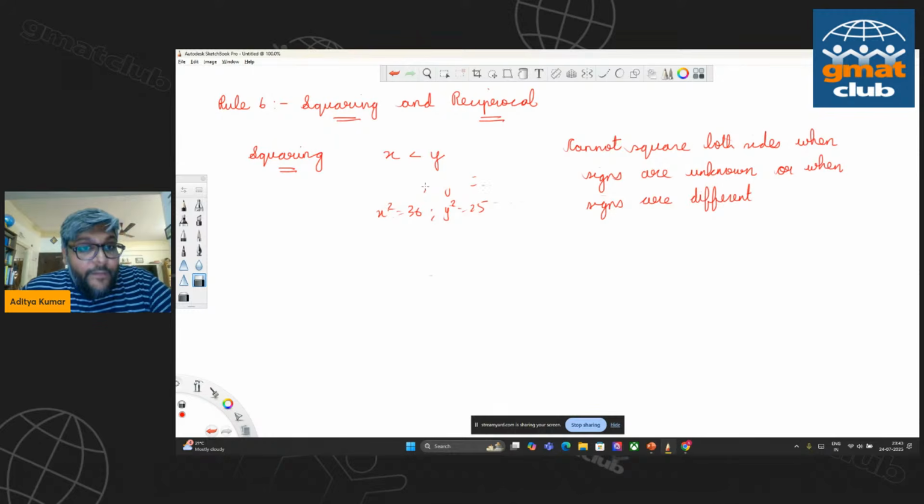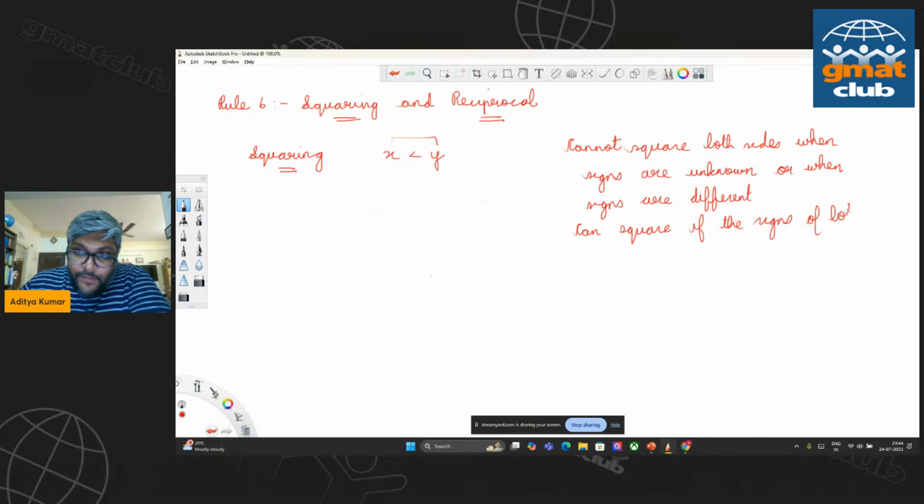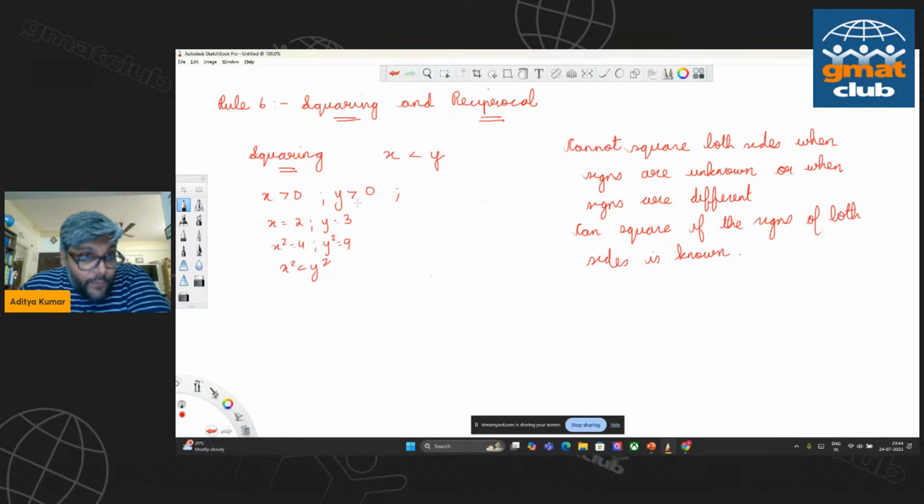But I can definitively square if I know the signs of both the sides. I can square if the signs of both sides are known. If I tell you now that x is less than y and x is greater than 0 and y is greater than 0, I can definitely square it. Let's take an example. X is equal to 2, y is equal to 3. So x square will be 4, y square will be 9, x square will be less than y square. So if both the sides are positive, then I can square both sides and say x square will be less than y square. The inequality sign will not be impacted.